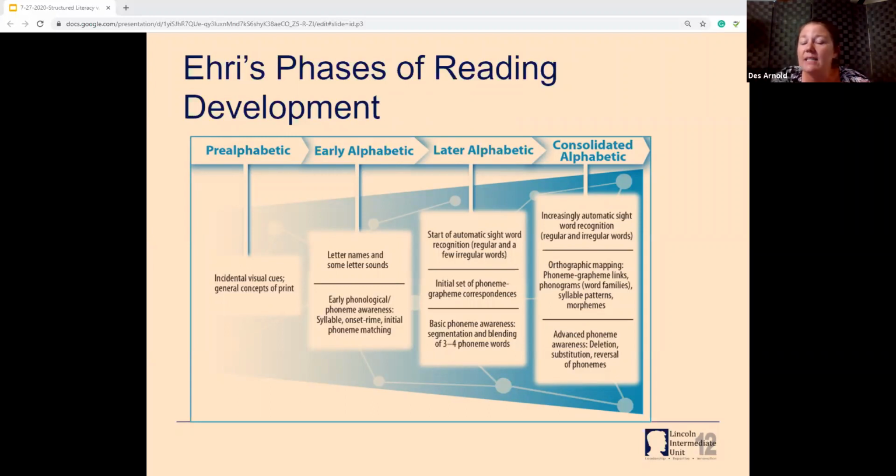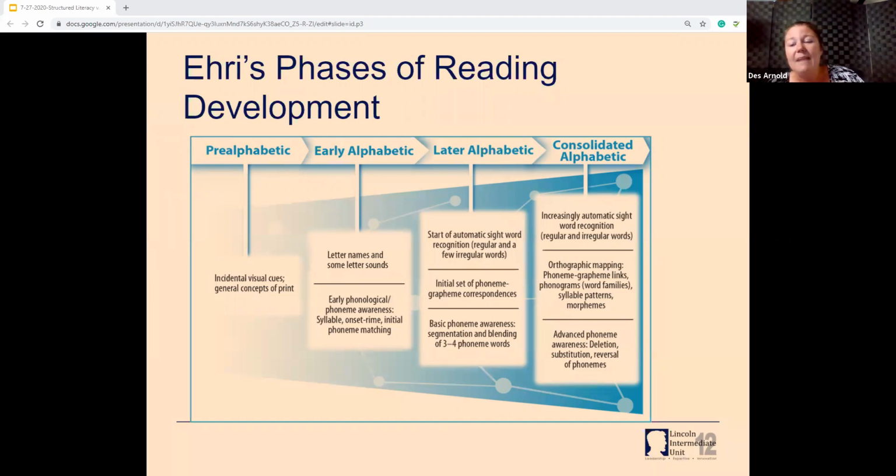The scope and sequence for phoneme awareness, it's really hard to put charts that are that big into the presentation. If we have time at the end, I would love to show you guys one of the charts that shows the advancement of phoneme awareness, because it starts at the age of about 3. And by the time you get into this consolidated alphabetic phase with the advanced phoneme awareness, the deletion and substitution and reversals of phonemes, you're talking 9 or 10 years old, which makes them a 2nd or 3rd grader.